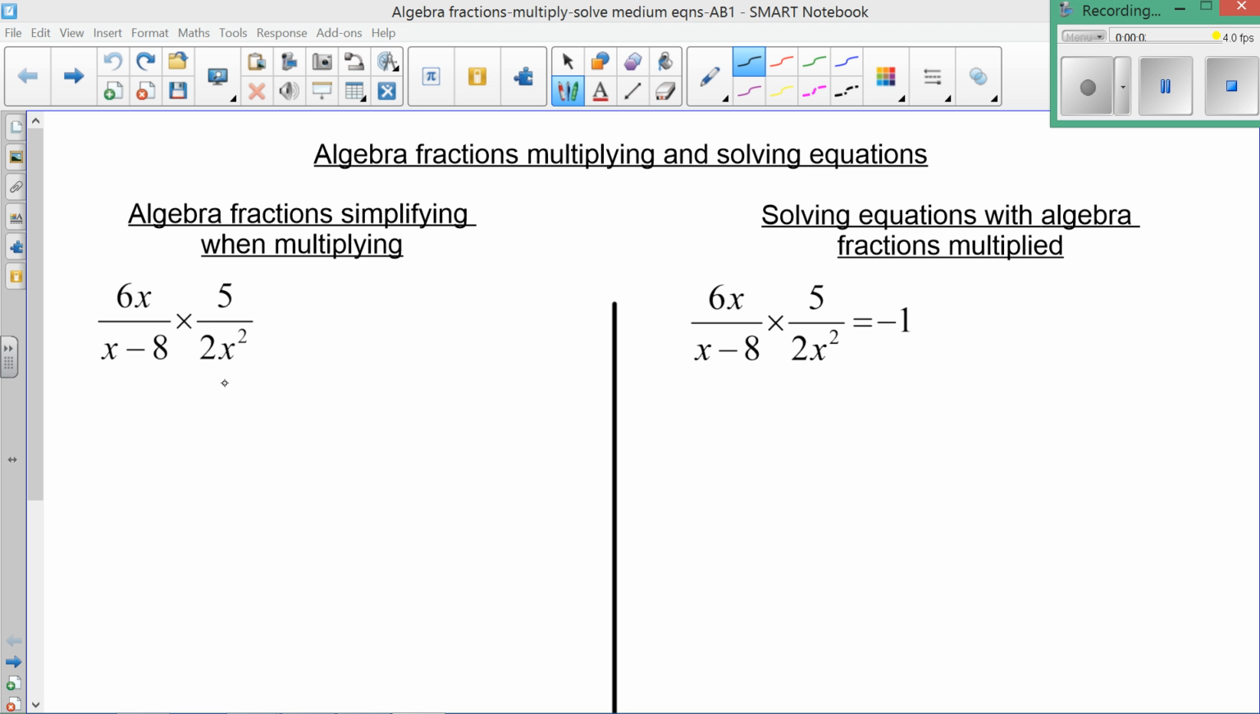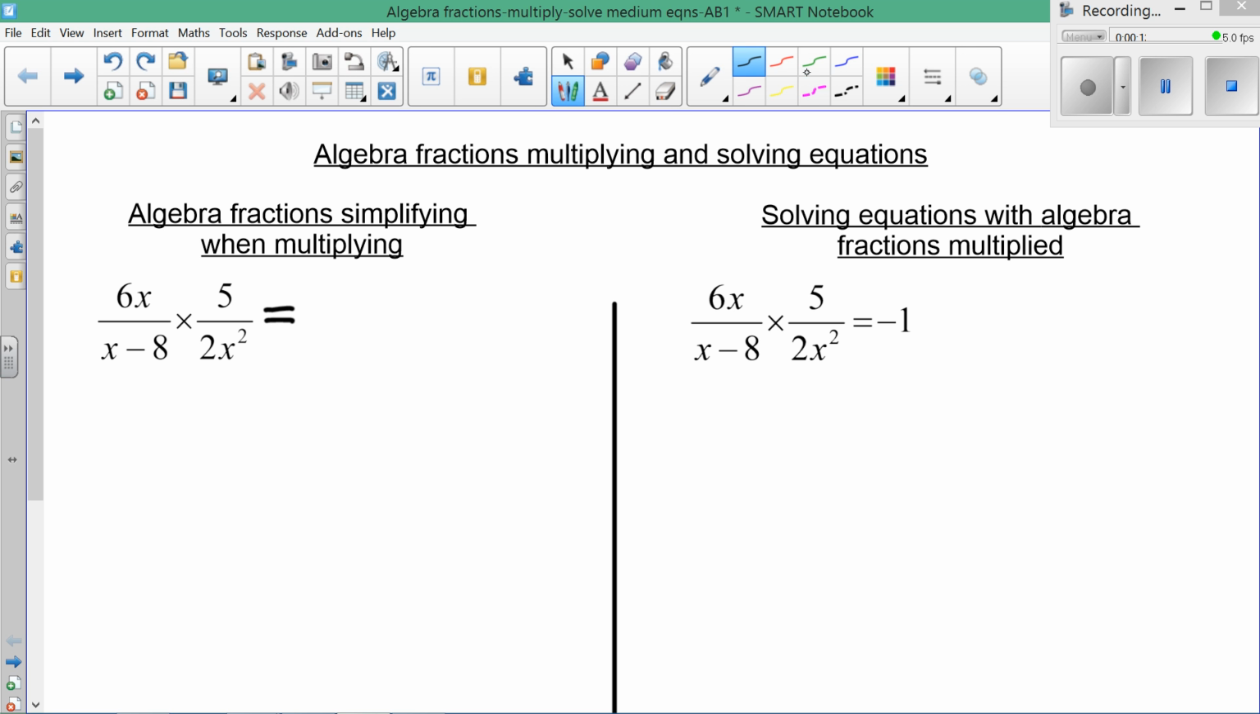When we multiply algebra fractions, just like with number fractions, we multiply numerator by numerator and denominator by denominator. So my two fractions are equal to the 6x multiplied by the 5 over my first denominator, which is x minus 8, multiplied by the 2x squared.